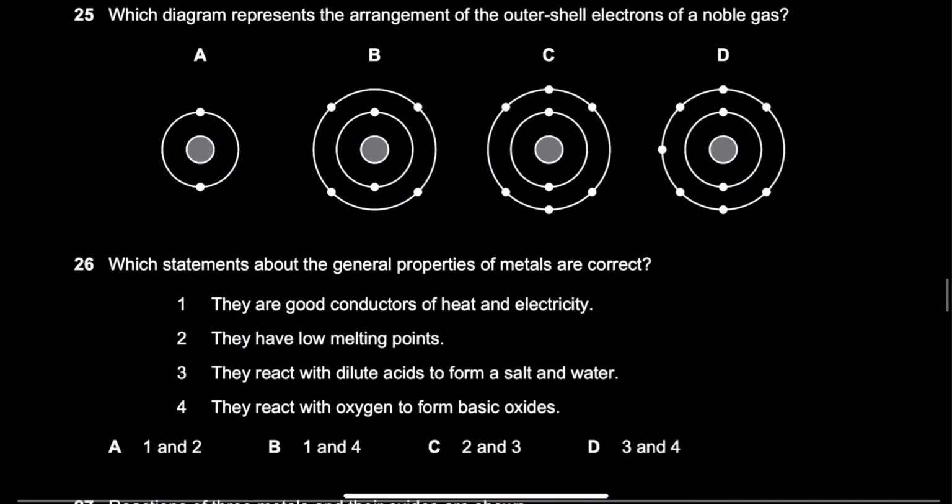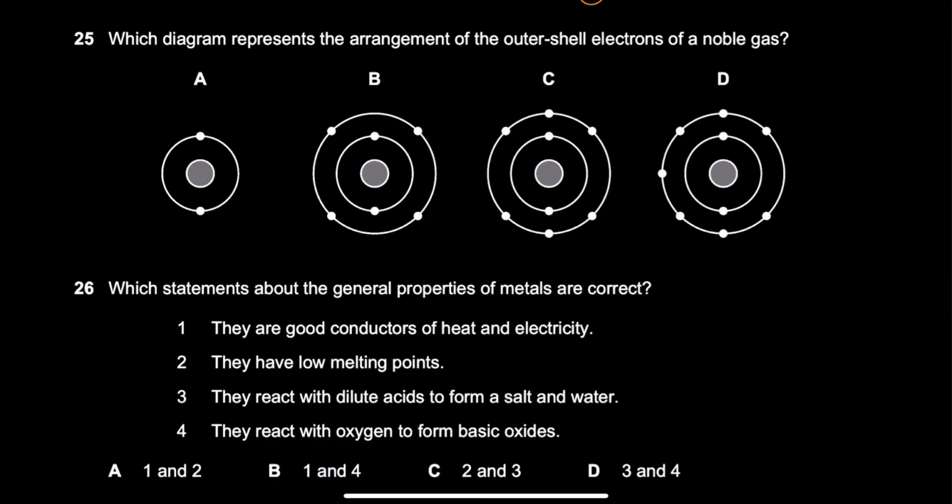Which diagram represents the arrangement of outer shell electrons of a noble gas? A noble gas should have a complete octet or a complete doublet. If you check it out, B has 1, 2, 3, 4 electrons, so B is wrong. It's group 4. This has 1, 2, 3, 4, 5, 6 outermost electrons. That's also wrong. 1, 2, 3, 4, 5, 6, 7. That's also wrong. This 2 is right.